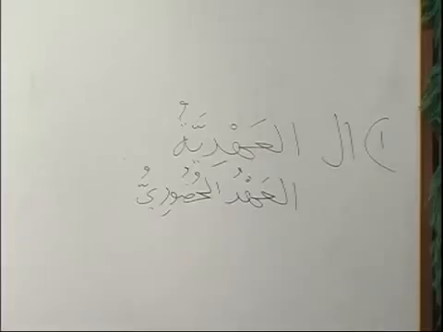The second type is Al-Ahd al-Dhikri. The object or the man or the person has been mentioned before, either by you or by the listeners. So the second time you refer to him. For example, you say, Ja'ani Rajulun. A man came to me.